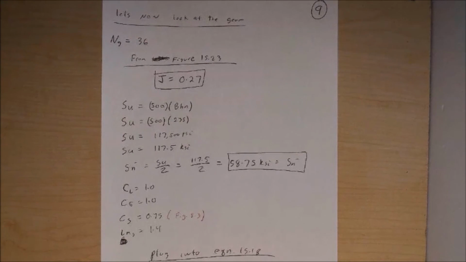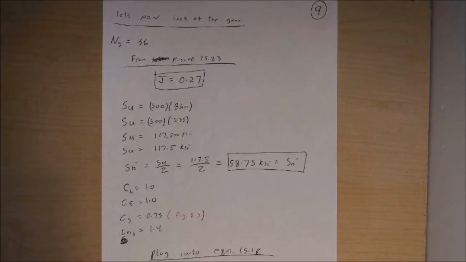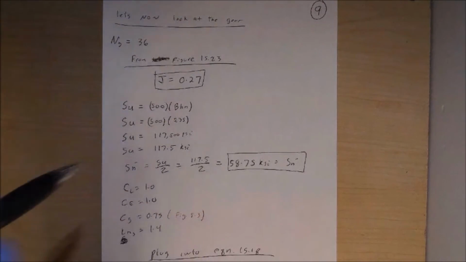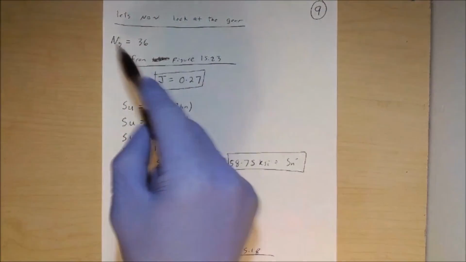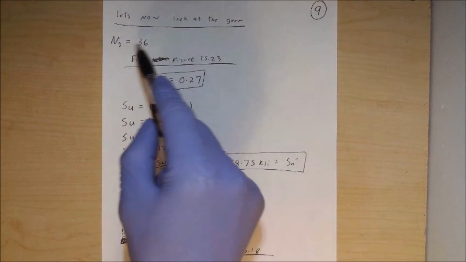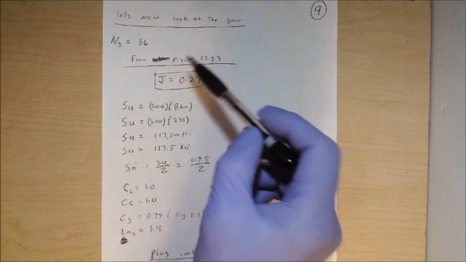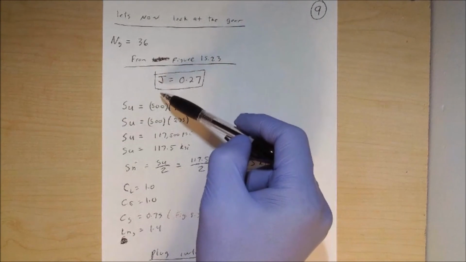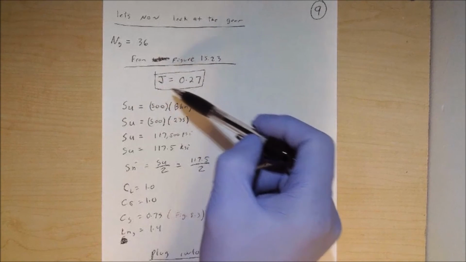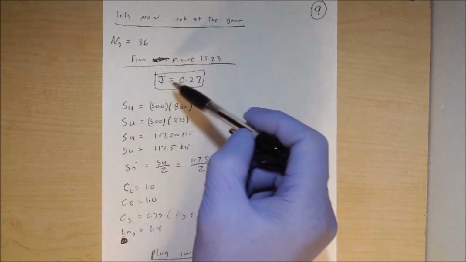So up to this point, we've really just been looking at the pinion. So now let's go back and take a look at the gear. So we're going to repeat that same process that we just did, but for the information provided to us for the gear rather than the pinion. So the main differences here is that the gear has a number of teeth of 36, so N sub G is equal to 36. With that information, we can go back to that same figure, 15.23, look back for our J value, and we found that our J is now 0.27 as compared to before for the pinion it was 0.24.